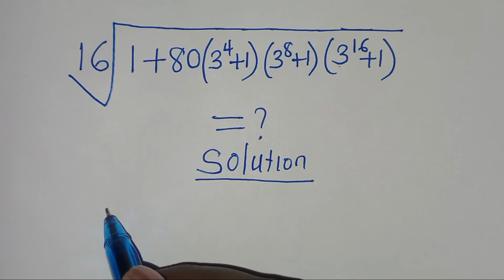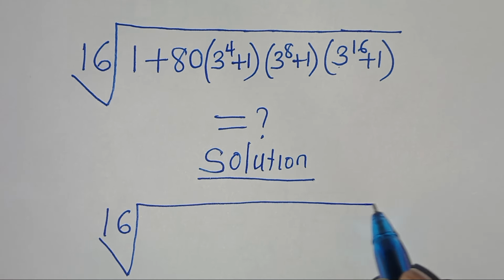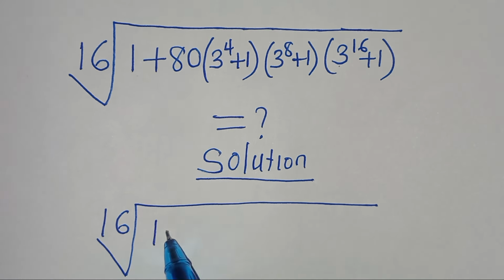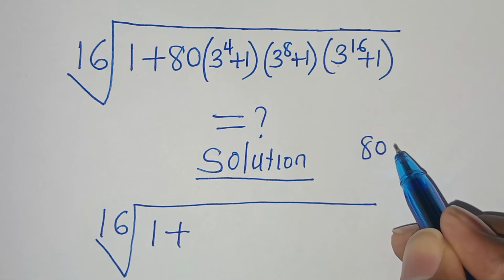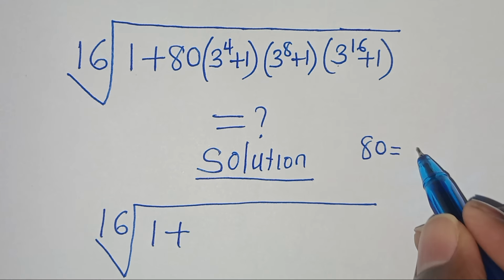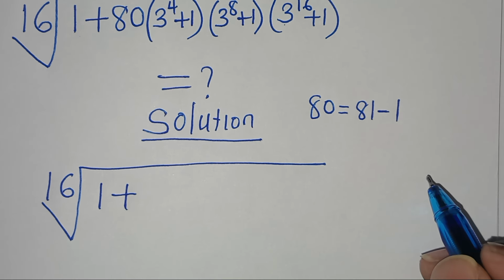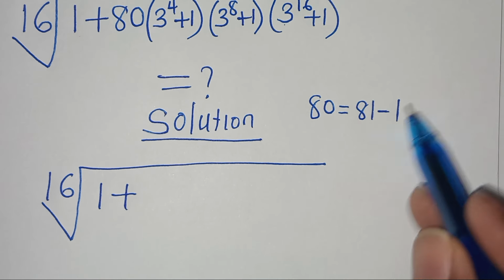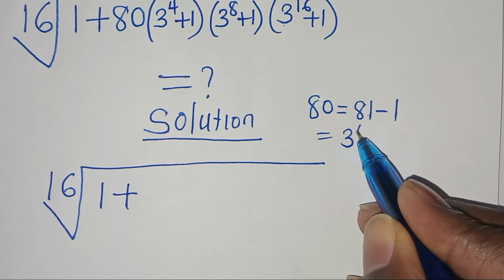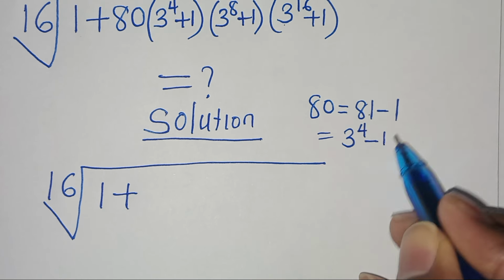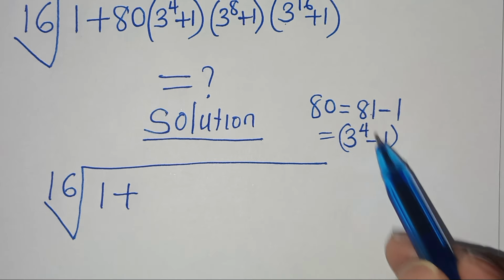So, we have the 16th root of 1 plus 80. We can express 80 as 81 minus 1. So we have that 81 is the same thing as 3 to the power of 4. Then subtract 1. So let's substitute 80 with 3 to the power of 4 minus 1.